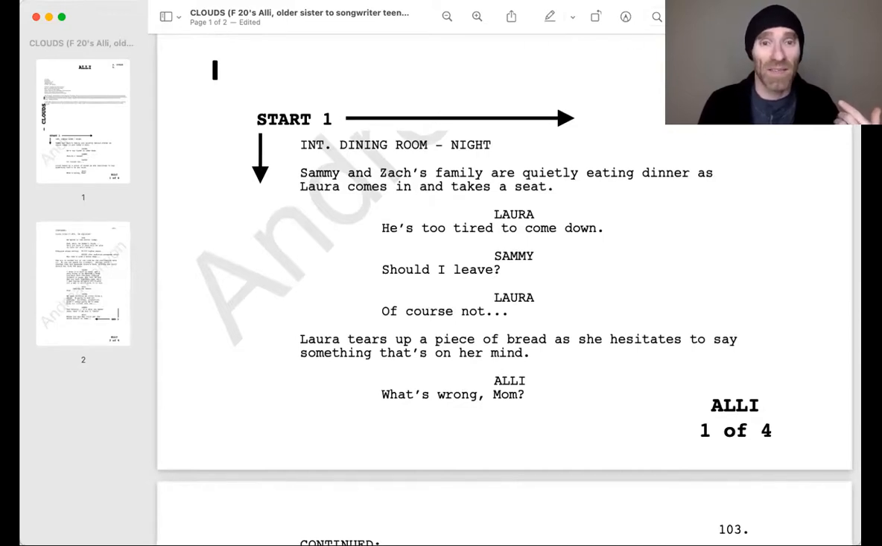Sammy and Zach's family is too tired to come down. Right, so Laura comes in, takes a seat. Basically, if you are playing Laura, then you've got to enter, and you can choose to do that by just sitting down into it. Yesterday, I talked about setting marks for yourself. If you don't want to watch yourself on camera, then you just set it up so you've got your mark, something that is really normal for actors to do both on set and in auditions.